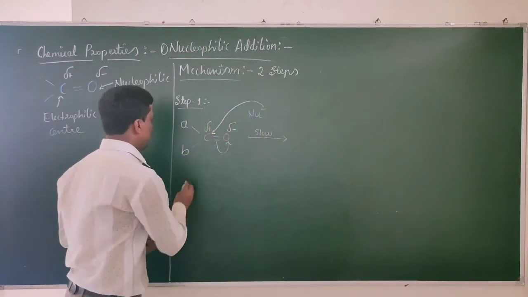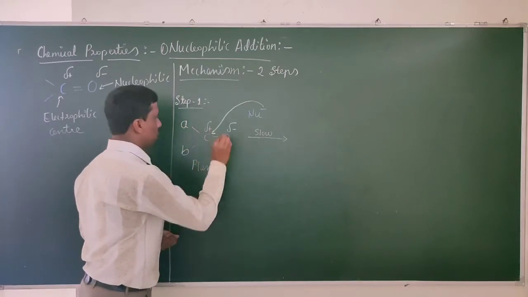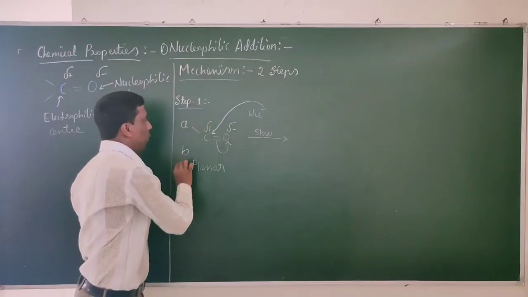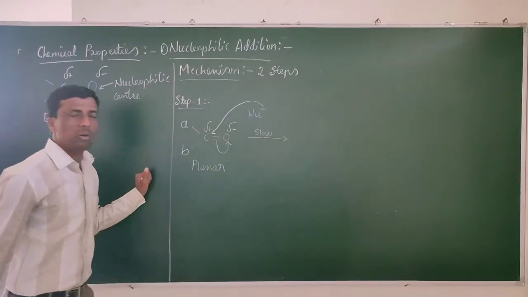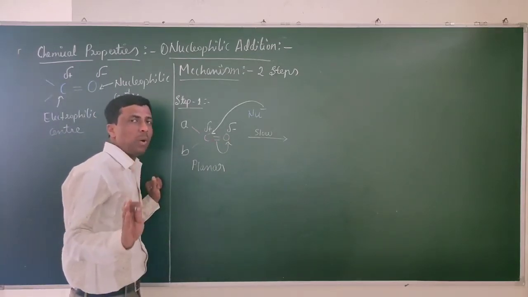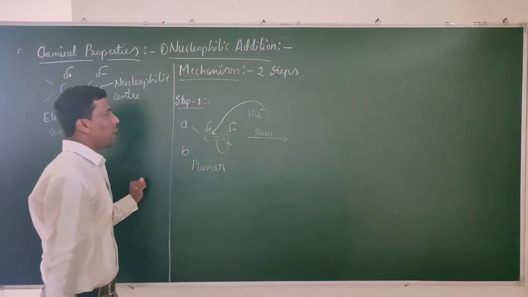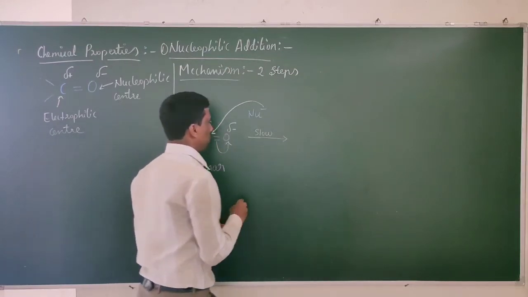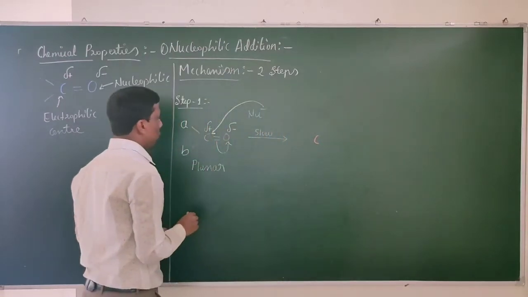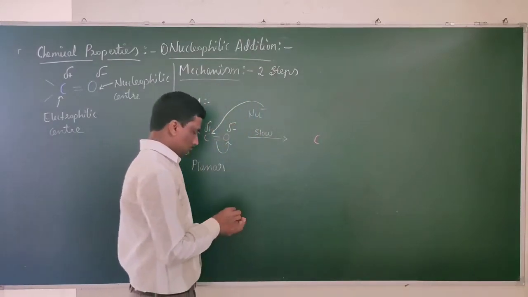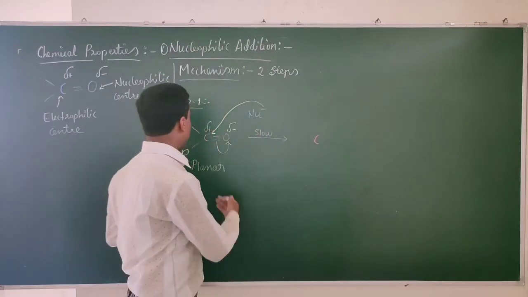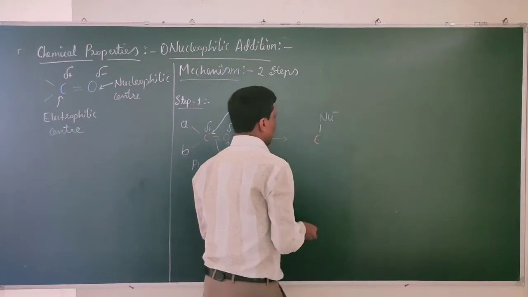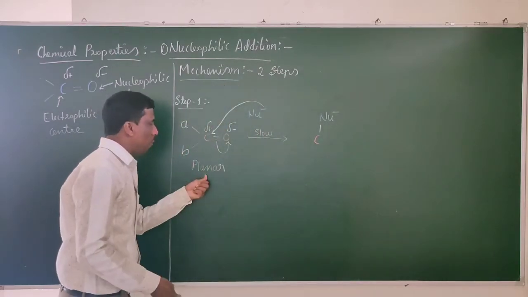Next, this has a planar structure. Why? Because this carbon is sp2 hybridized. This carbonyl group, this aldehyde or ketone molecule, will have a planar nature. From any one side, the nucleophile will attack the carbonyl carbon. Then what happens? When this double bond shifts to oxygen, a negative charge will be developed there. The geometry of this carbon will change. Its geometry changes from planar to tetrahedral.